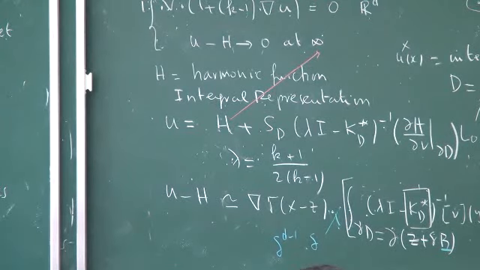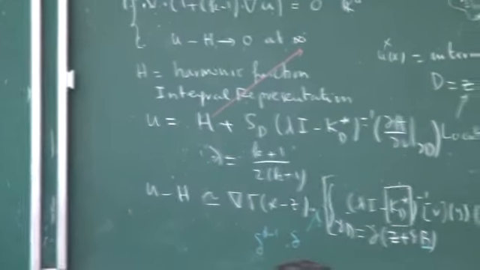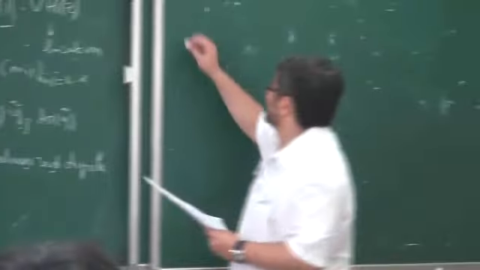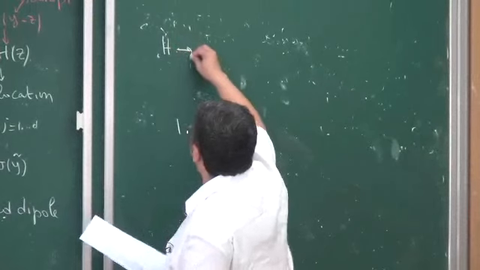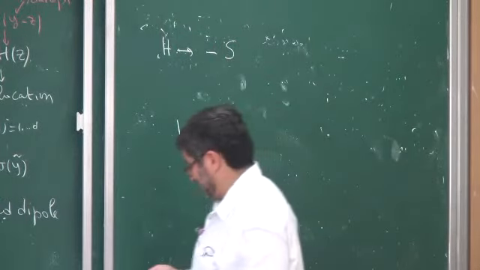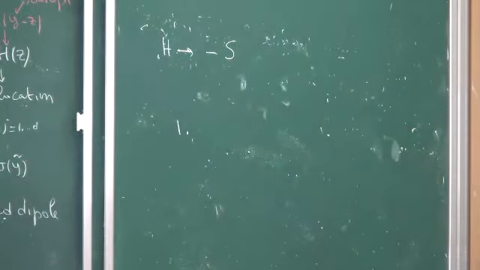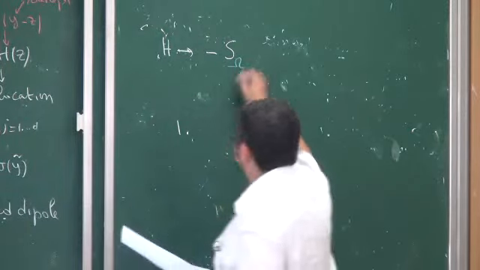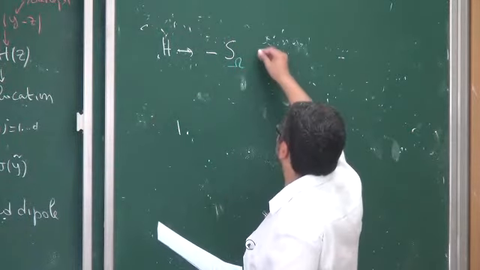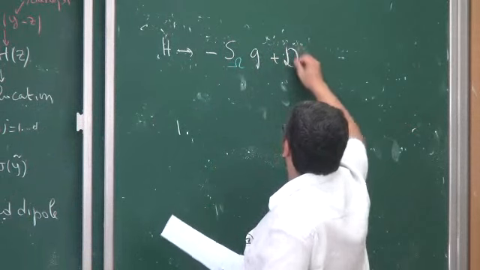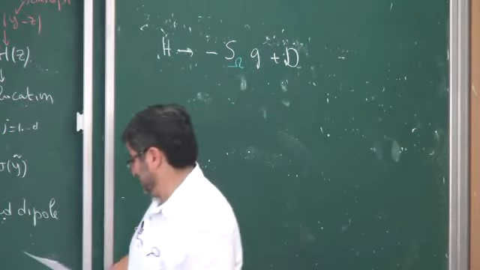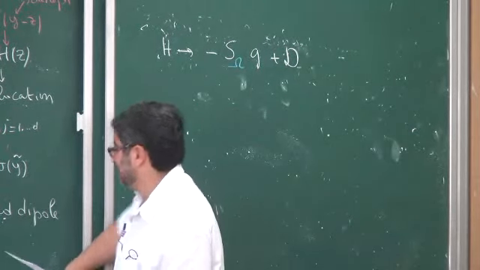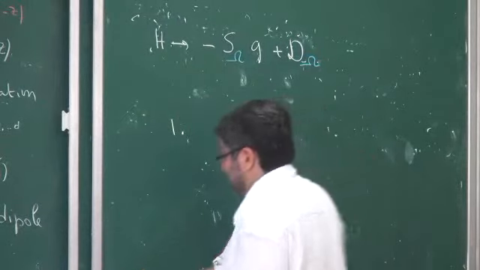So for bounded domains, we should replace H by minus single layer potential of G on gamma, plus double layer potential of F on gamma.